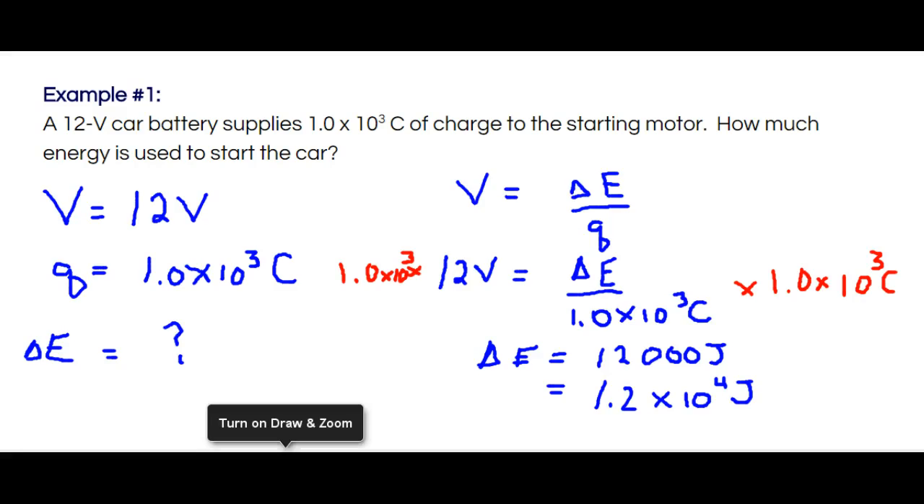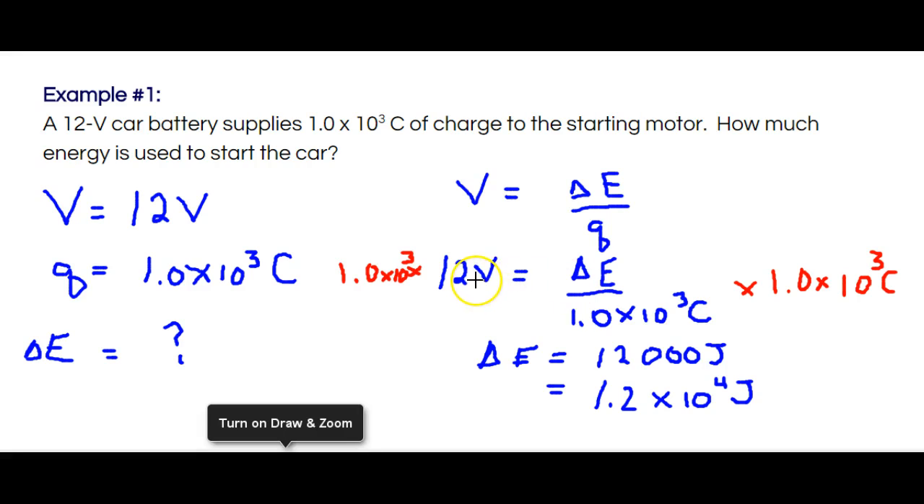Okay, so here is my solution to this problem. I'm given the voltage, or the potential difference, and I'm given the charge in coulombs, and so I am asked to find energy. So I know that initially it would have 0 energy, so any change that I'm seeing is the energy used to power that motor.